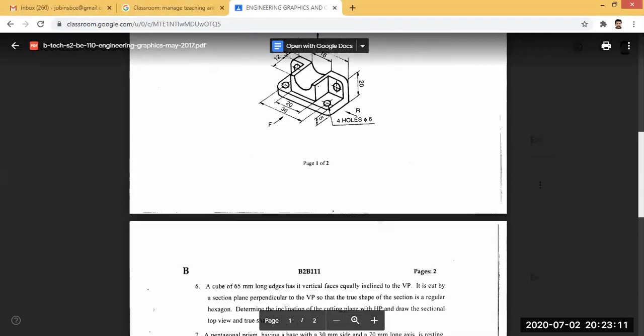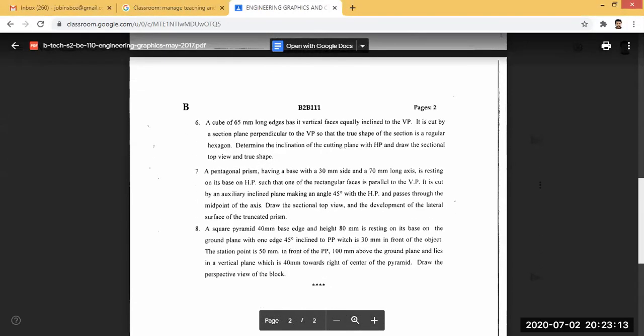Then the next assignment is you have to create a cube. Here the length is given as 65 mm. In the previous case, the solid diagonal was given. Here you have to create a cube of length 65 millimeter.